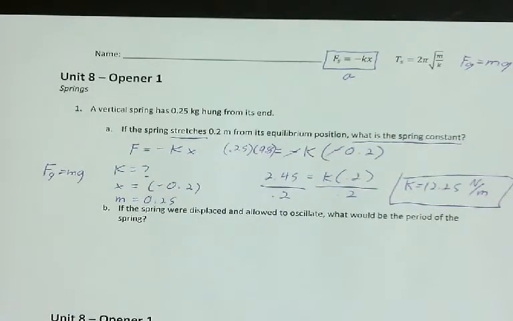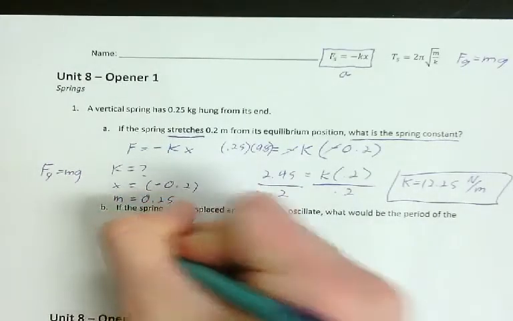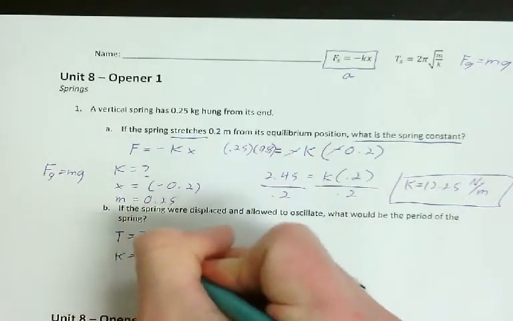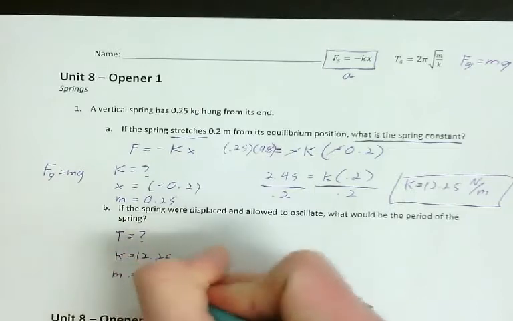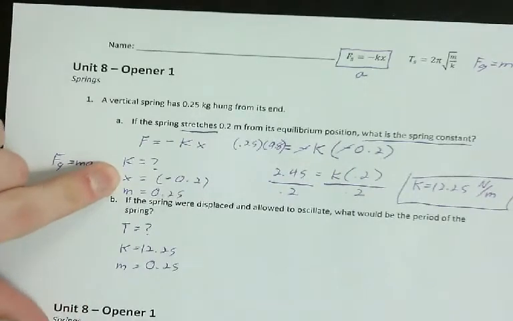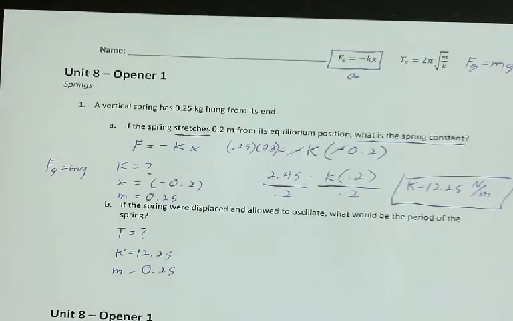So then in B, if the spring were displaced and allowed to oscillate, what would the period of the spring be? So now we're letting the spring bounce up and down. Now it's not just hanging there, it's bouncing up and down. So if we allow it to bounce up and down, what's the period going to be? So we're solving for period. Things that we know: k is 12.25. We know the mass is 0.25. And the displacement now is different. The displacement before was how far it was stretched to begin with. Now we stretch it further. We don't know what that is, so I'm just going to leave x blank. I'm not going to include anything for x.